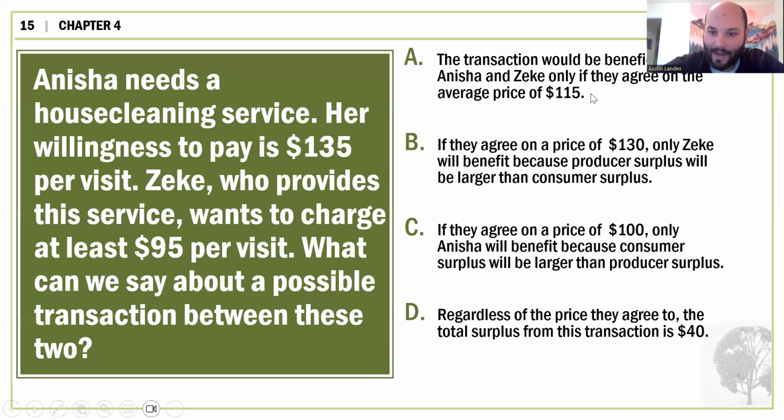In example A, the total surplus was 20 for each, 40 total. In example B, it was 5 for Anisha and 35 for Zeke, so that's 40. In example C, it was 35 for Anisha and 5 for Zeke. That adds up to 40. So in all of these examples, and indeed at any price in between their willingness to pay, the total surplus from this transaction would be $40.